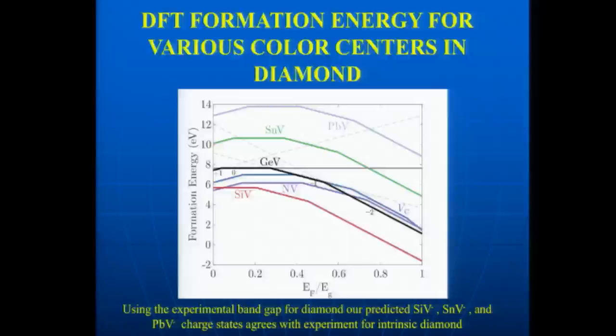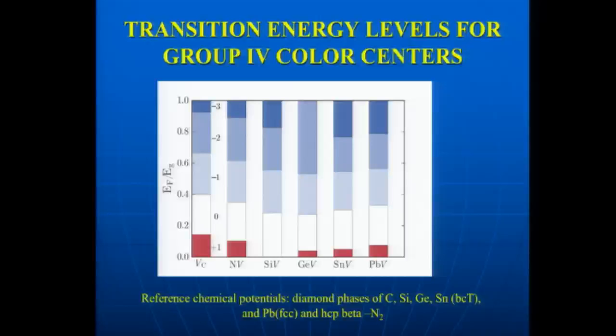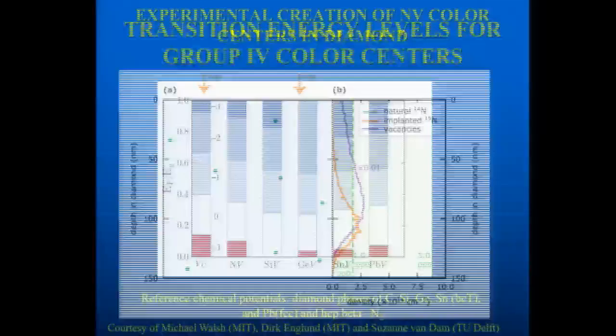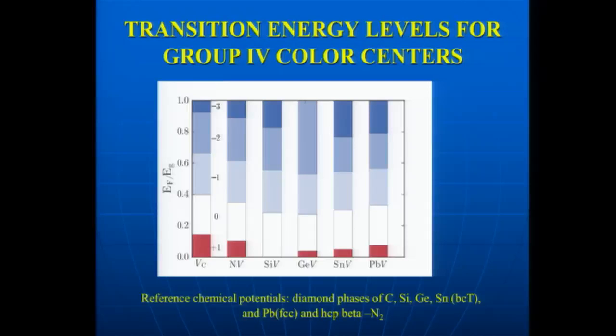So here's a plot of another way to look at that. For NV, silicon vacancy, germanium vacancy, tin vacancy, and lead, there's an energy that you need to have the charge state go from negative to -1 to 0, or from 0 to -1. That's the formation energy. And you can actually plot these. And again, roughly around mid-gap for intrinsic semiconductor, the -1 charge state is preferred.